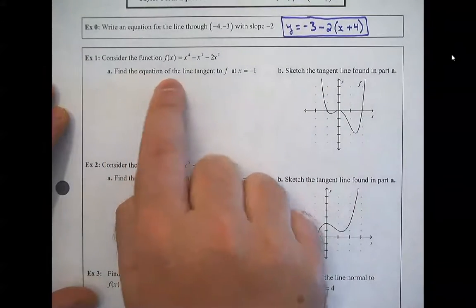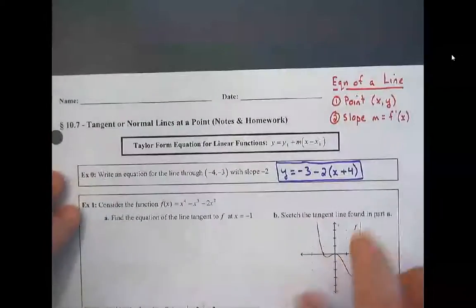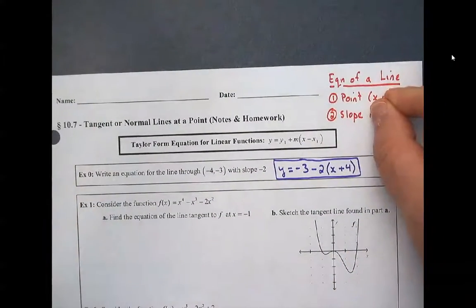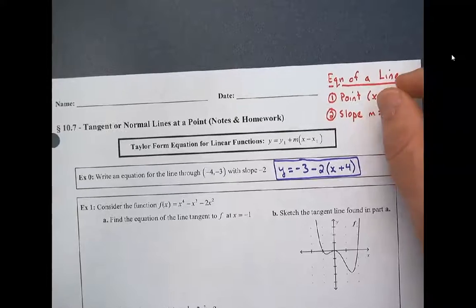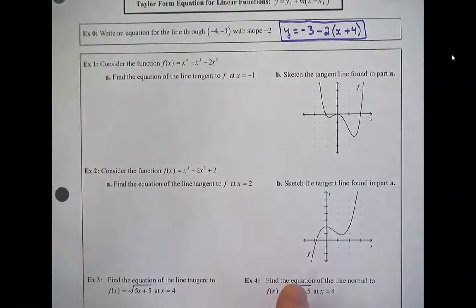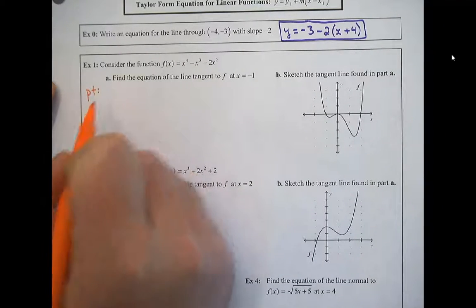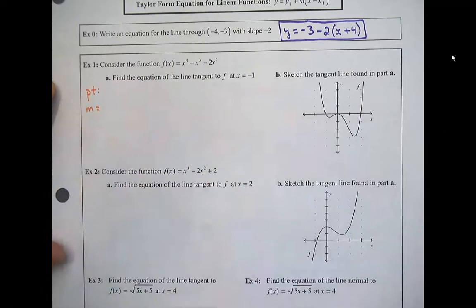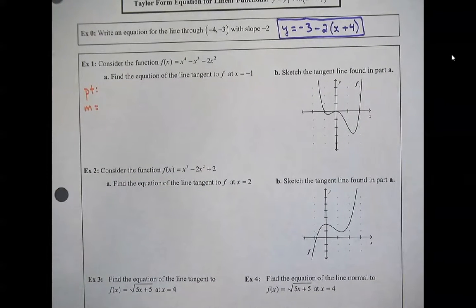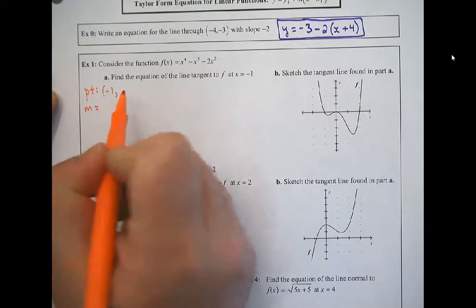We want to find the equation of the line tangent to f at x equals -1. So again, if I want to find the equation of a line, I only need two things, a point and the slope. So they gave us a little bit of a hint. What did they tell us? What's the only hint they gave us? X is -1. So I need a point and I need the slope. Those are the two things I need to be able to make an equation. Well, they told us that our x number is -1. So I know that my x value is going to be -1.